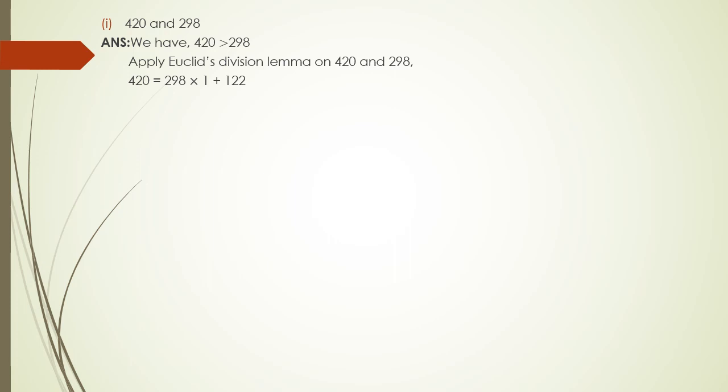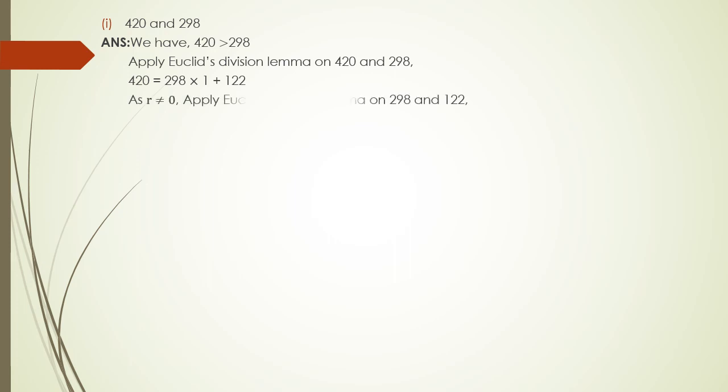That is, quotient will come 1, and remainder will come 122. So clearly here we can see that remainder is not equal to 0. When remainder is not equal to 0, once again we are going to apply Euclid's division lemma on divisor and remainder of the previous step.